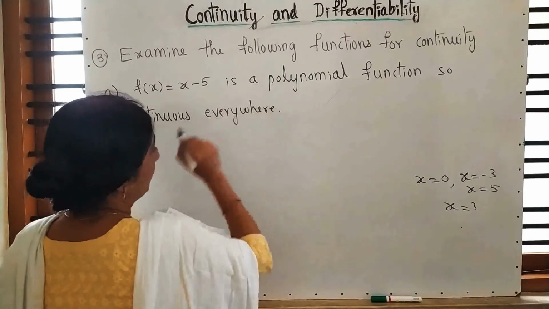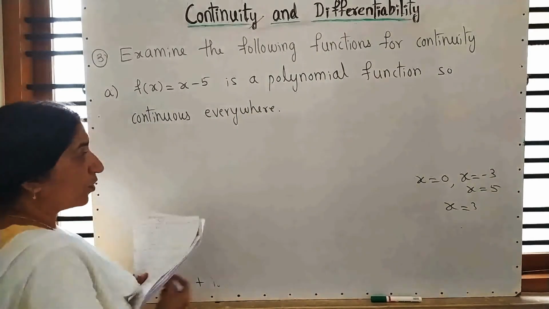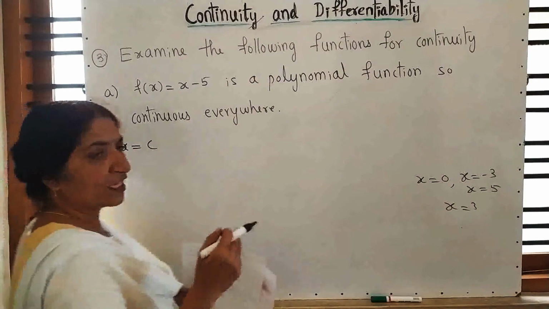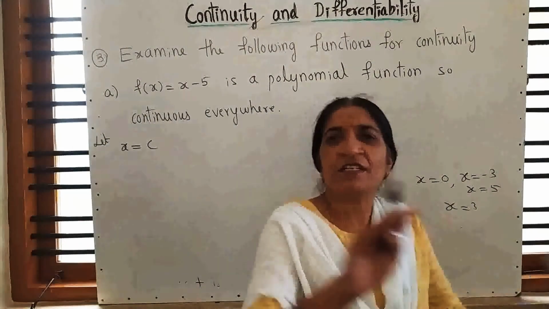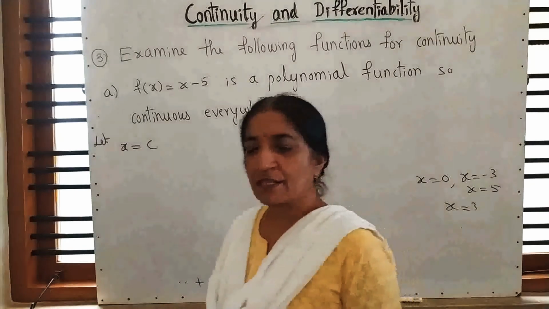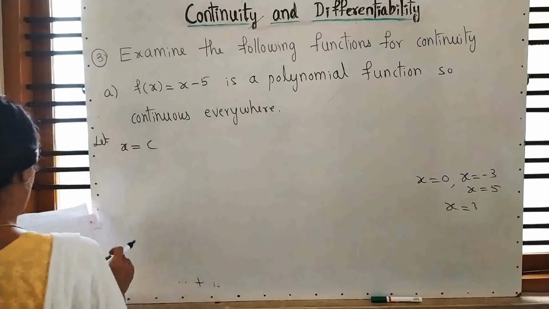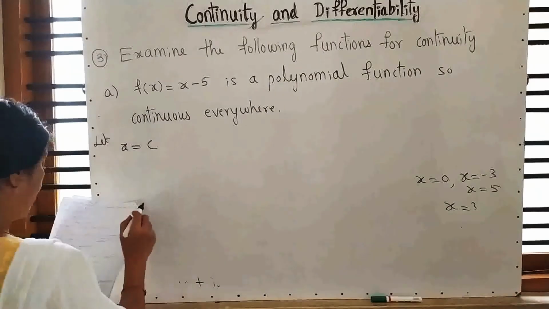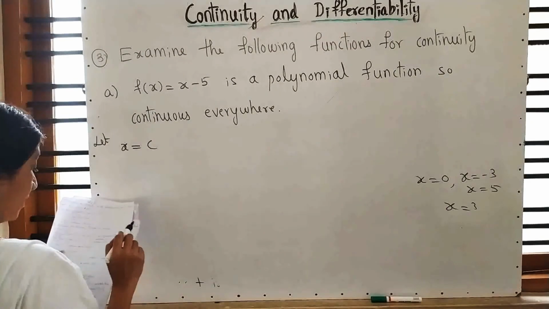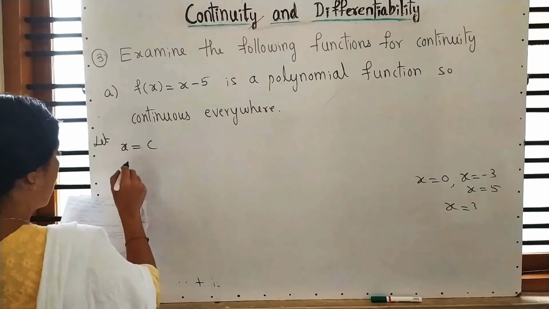This is one method. Now the other concept is, I am taking one constant, x is equal to c. Let x is equal to c. C may be any constant number, so 1, 2, 3 like that. Take x is equal to c. It is a constant. Next, limit.